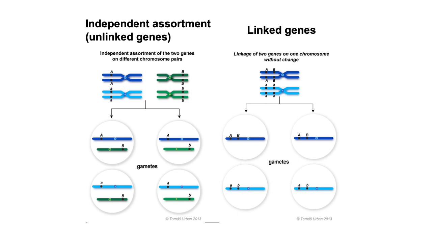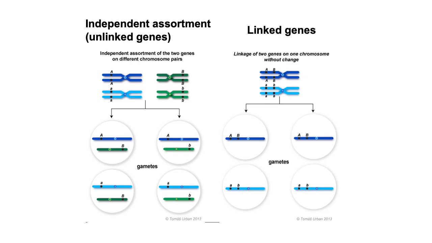So what happens when you look at the right side? What if A and B are on the same chromosome? If you look at this individual here, now we're just looking at two chromosomes, and they're homologs of one another. This individual has the same genotype as the one on the left, right? They're heterozygous at A, and they're heterozygous at B. But A and B are on the same chromosome.